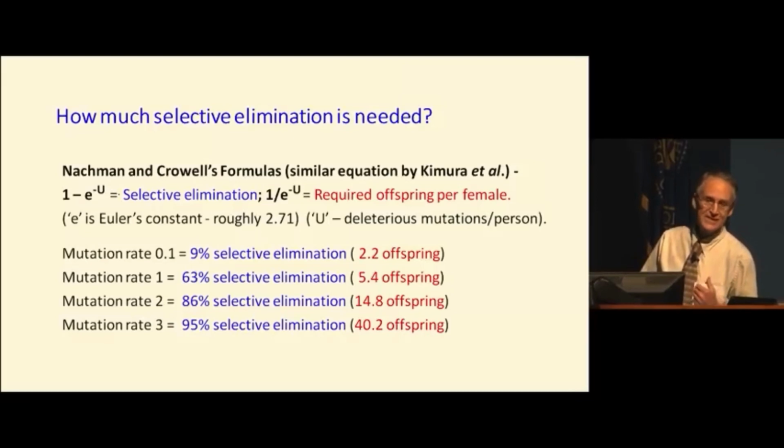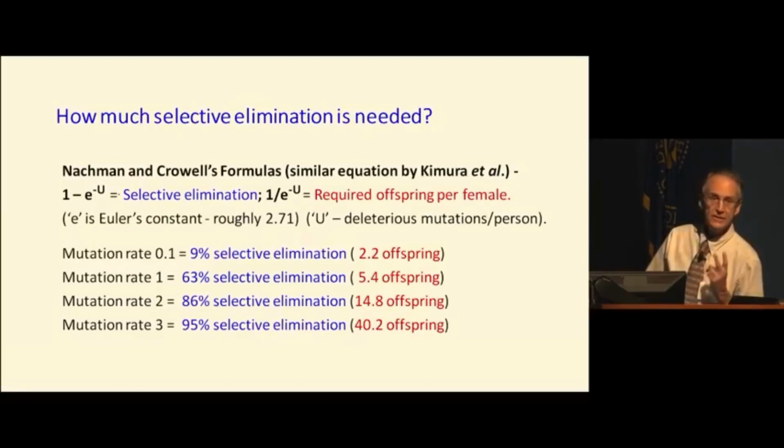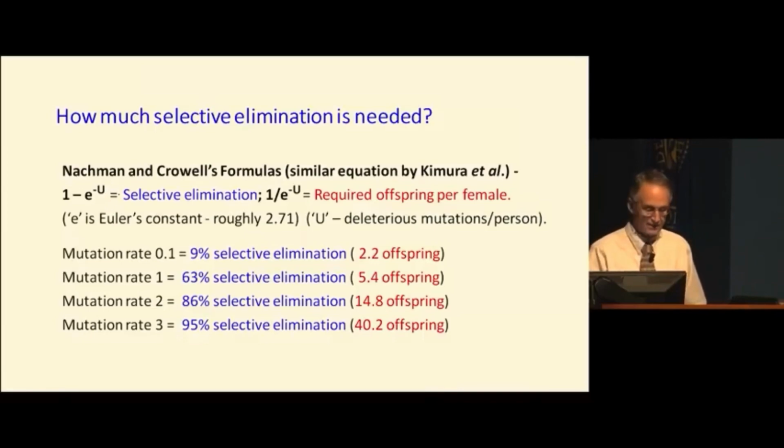A lot of geneticists would say, yeah, 10% of the population being selected away is a realistic number. So that's manageable. But if the mutation rate goes to 1, it actually becomes problematic. You have to get rid of 63% of the population, and that means minimally, even after the accidental deaths, 5.4 offspring per female so that 2 can survive. Mutation rate of 2, it goes up to 14 children per female, and for a mutation rate of 3, you need 40 offspring per female, not including the accidental deaths.